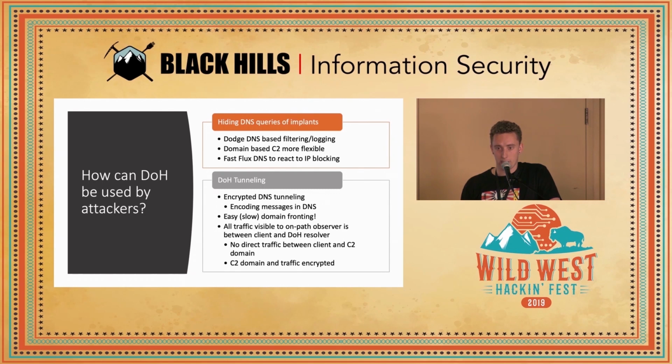This is basically DNS tunneling, but now over an encrypted channel and going to a DoH provider. So it's going to be traffic directly to Google, it'll be traffic directly to Cloudflare, it's encrypted by default, basically taking away all of the downsides of DNS tunneling as it's used today. So you won't be able to see any traffic between the client and the C2 domain. All that a network observer will be able to see is traffic from the client to the DoH provider like Cloudflare or Google. It's essentially easy but very slow domain fronting to a very trusted domain.